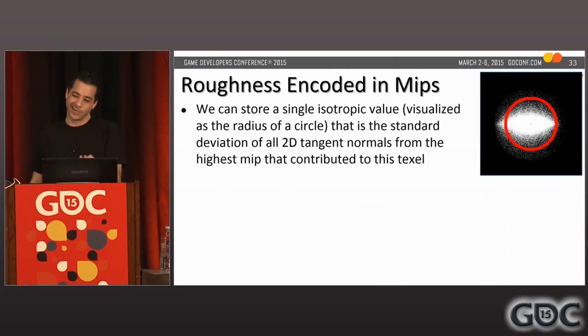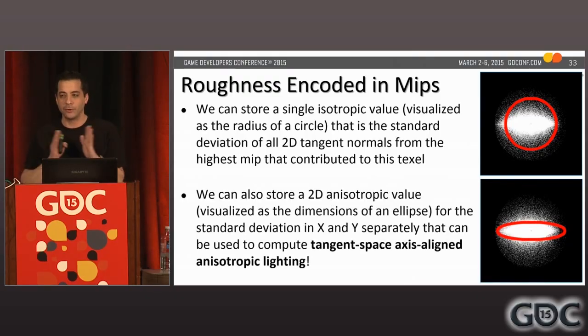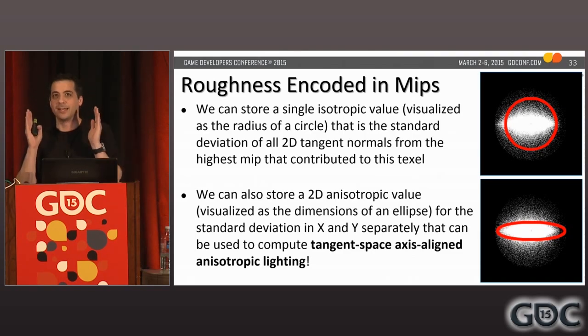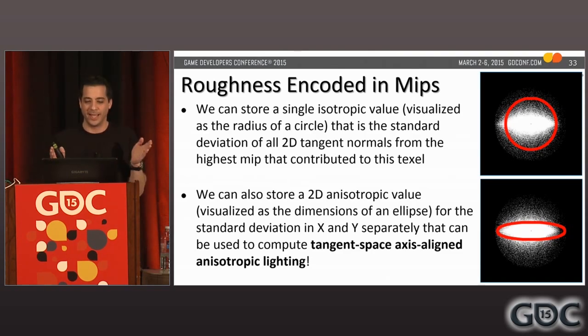Okay. But if you look at this, you realize, because this distribution comes from that metal siding normal map that I just showed you, there's really anisotropy in here. So what you could do instead is store two values. You store the standard deviation in X and Y separately, that I tend to think of as the dimensions of an ellipse in tangent space, okay?